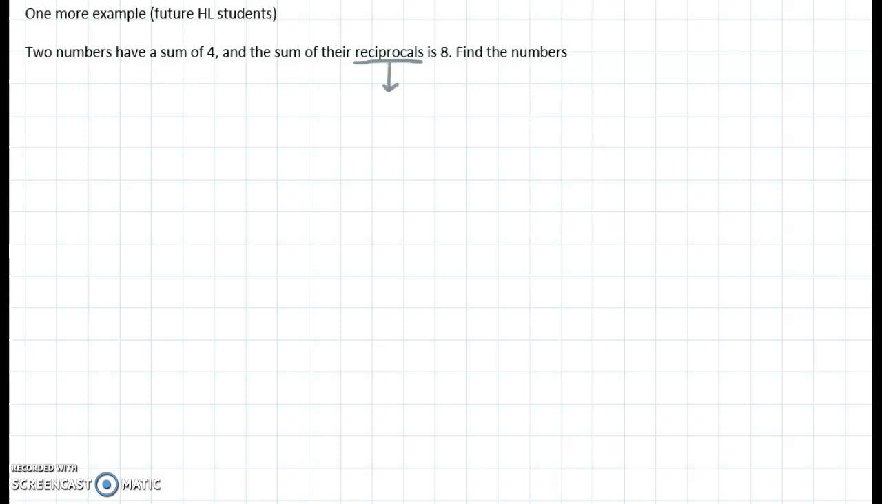Well, if a number is x, then the reciprocal of x is going to be 1 over x. So let's say that we call the two numbers x and y. We are saying that x plus y is equal to 4. That's the first piece of information. And then we need to sum the reciprocals of those numbers. So we need to sum 1 over x and 1 over y. And the result is going to be 8. So we are trying to find x and y with these two properties simultaneously.